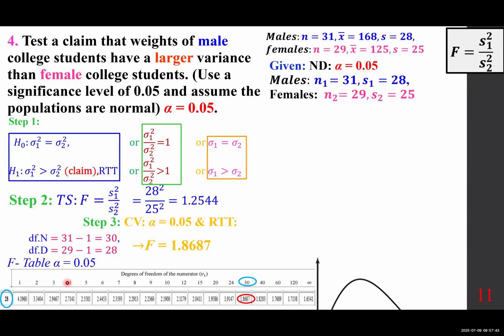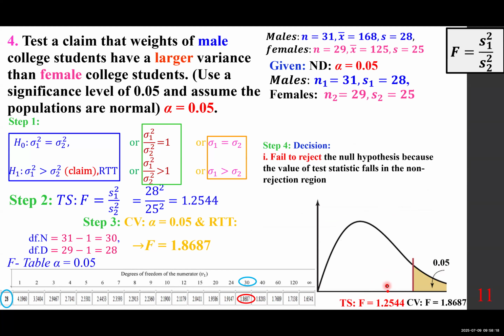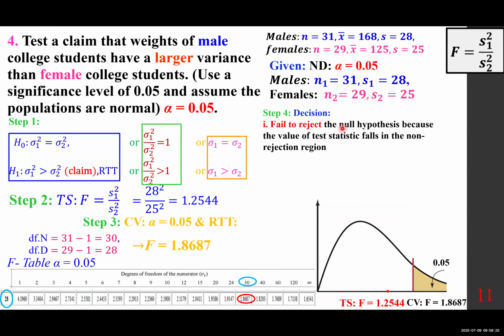To make a decision, we're going to go with the graph. Look at this graph. It's a right tail test. This area is 0.05, and the critical value is F equals 1.8687. Now, what about the test statistic? This number is somewhere here. It doesn't have to be to scale, but it is way into the non-rejection region. The tail is the rejection region. Way into the non-rejection region, therefore we fail to reject the null hypothesis because the value of the test statistic falls in the non-rejection region.